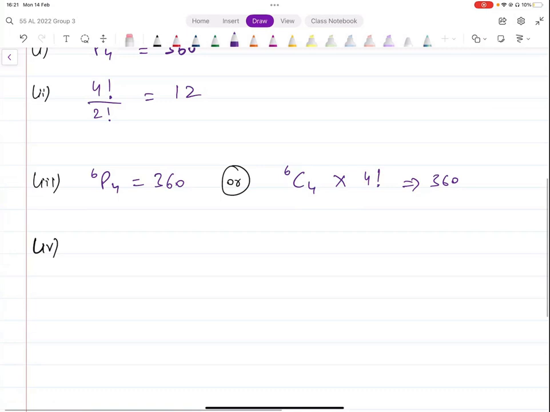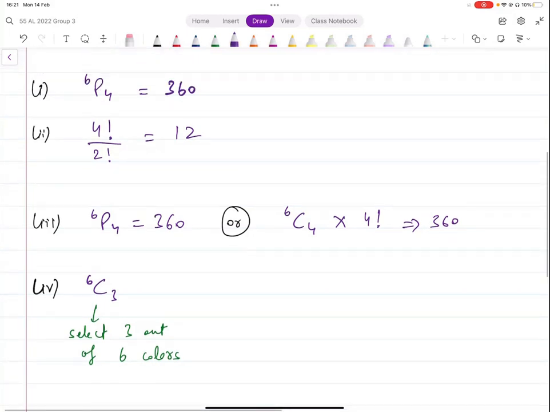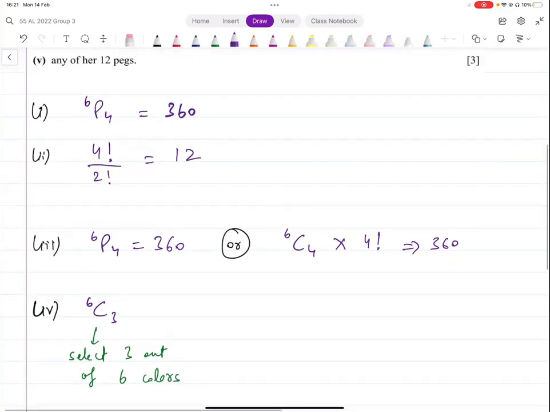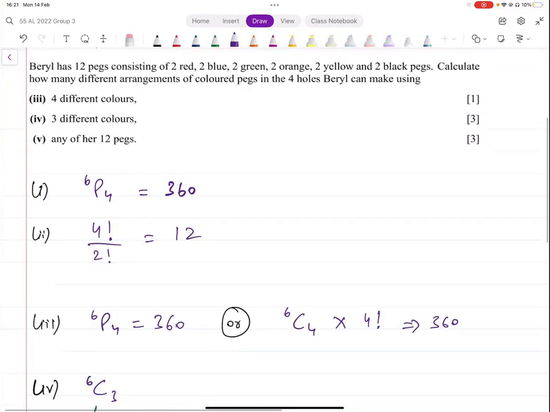Theek hai? You can say you've got 6C3 for that, right? What is this going to be used for? You are selecting three out of six colors. That's what you're doing in this word. But then once you have chosen. Sir, isko 3 factorial se nahi multiply karenge. Isko 3 factorial se multiply karenge? Kyun isko 3 factorial se multiply karenge?